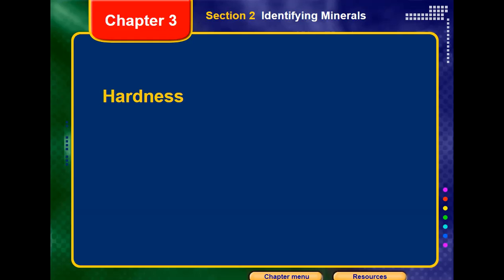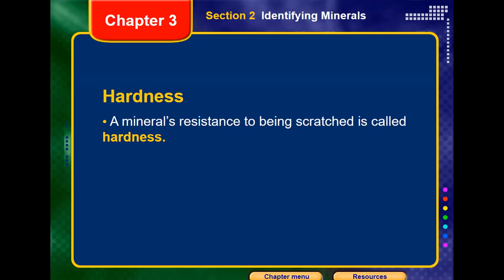Today, inshallah, we're going to continue with the properties that we can use. The fifth property we have today is hardness. What do you mean by hardness? You can predict it from the name. Hard means how hard the substance is, how much it resists being scratched or broken. A mineral's resistance to being scratched is called hardness.